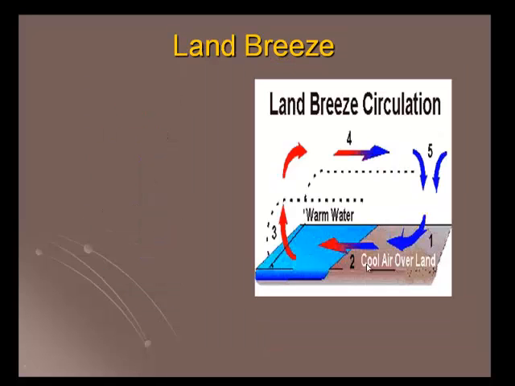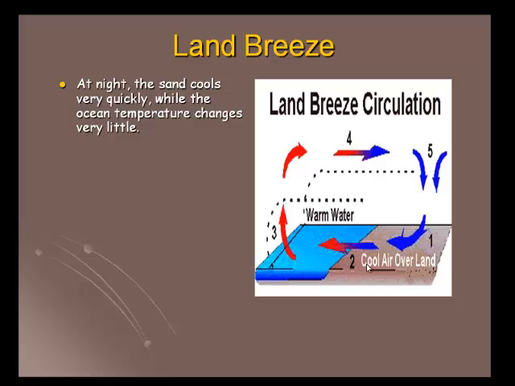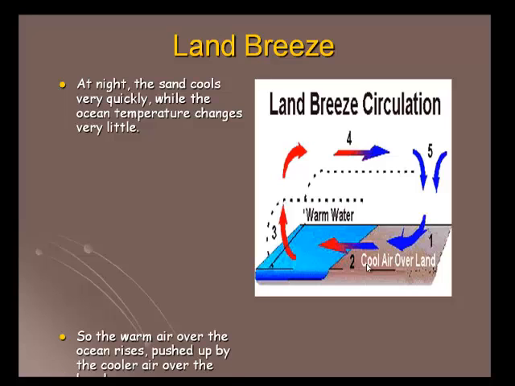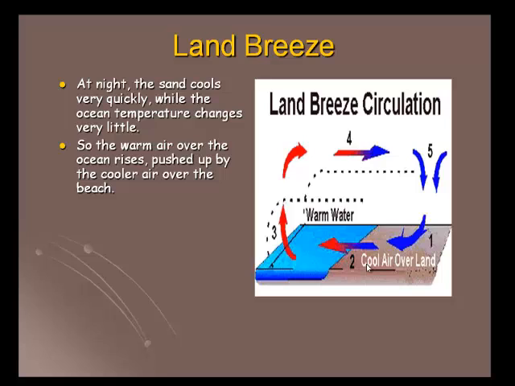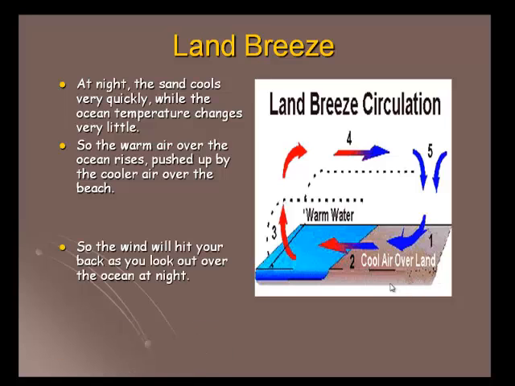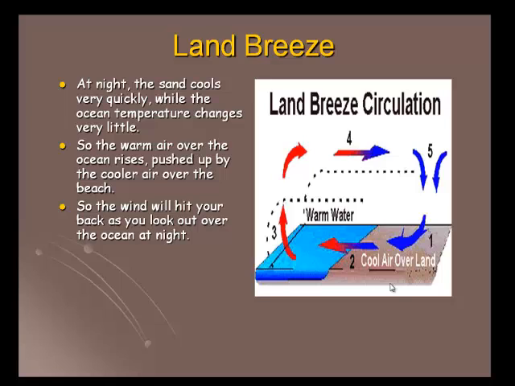So land breezes usually happen at night. At night, the sand cools very quickly, while the ocean temperature changes just a little. So warm air over the ocean rises. It's pushed up by the cooler air over the beach. So the wind will hit your back as you look out over the ocean at night because the water is warmer than the land because it has a higher specific heat. So the warm air rises because it's less dense and the circulation happens in this direction.